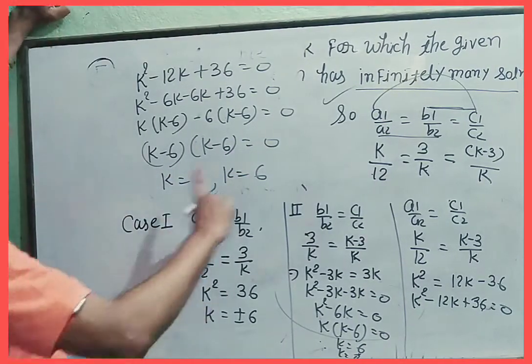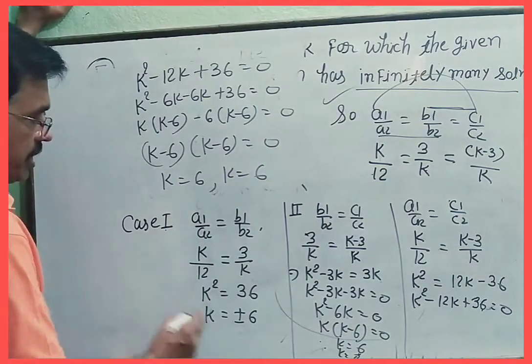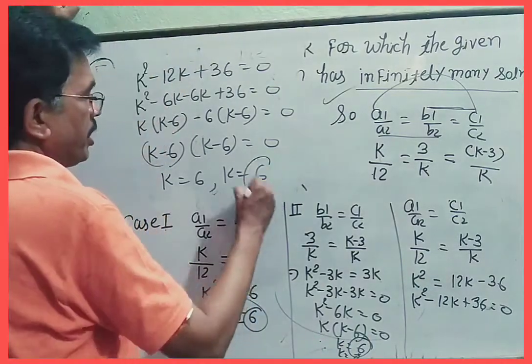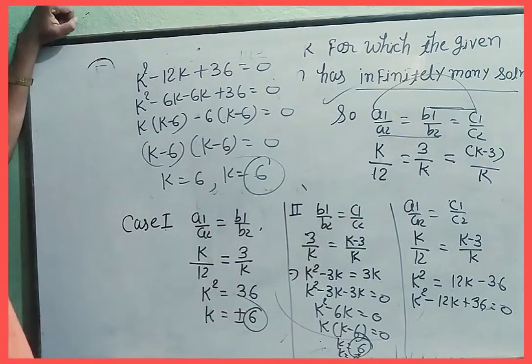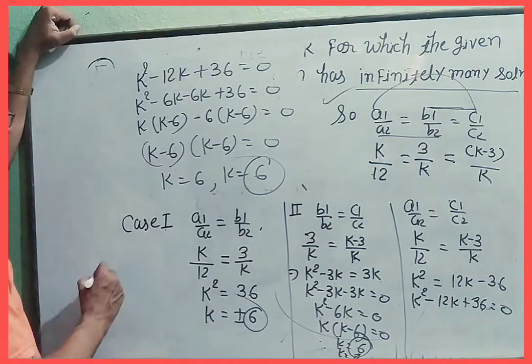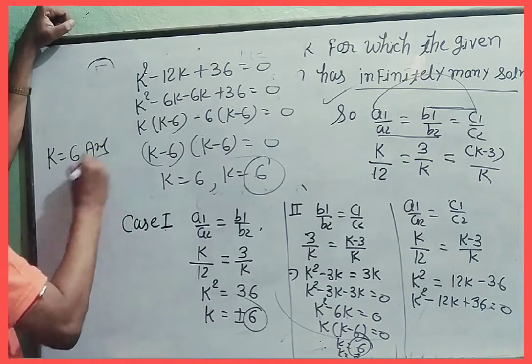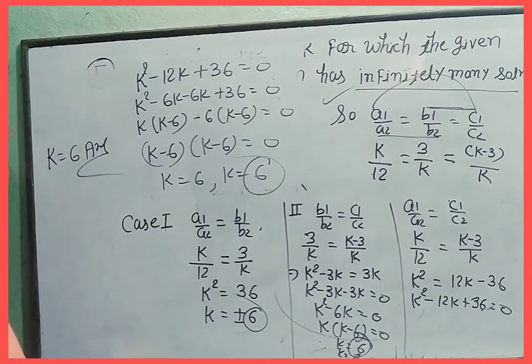So what is common among the three conditions, three cases? Here the case is plus 6, here also plus 6 and here also plus 6. So k equal to 6 is common among the three cases. So it is clear k is equal to 6. It is the solution of the equation, the value of k for which it has infinitely many solutions.